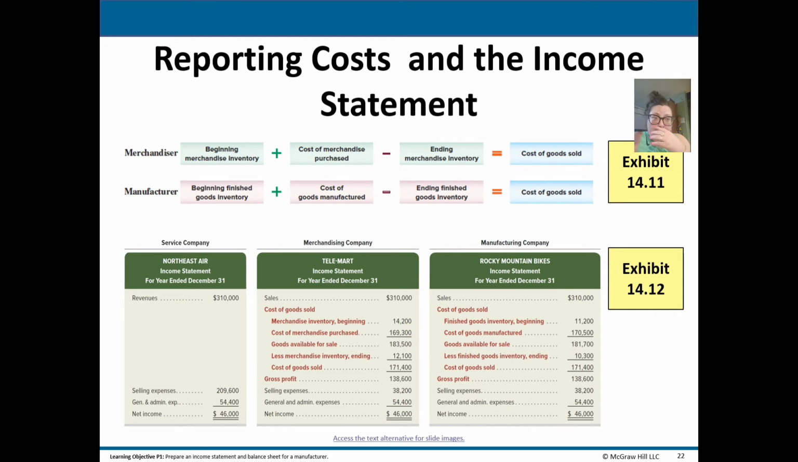The key differences on the income statement include that merchandisers have merchandise inventory while manufacturers have finished goods inventory. Merchandisers have the cost of merchandise purchased while manufacturers have the cost of goods manufactured, and that's going to include the direct materials, the direct labor, and the factory overhead.